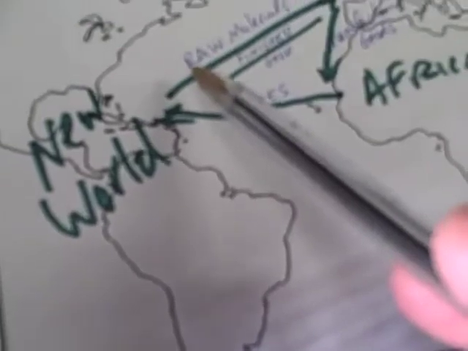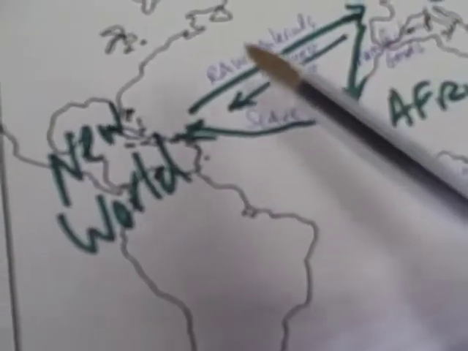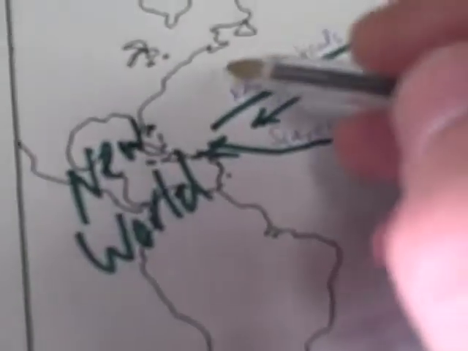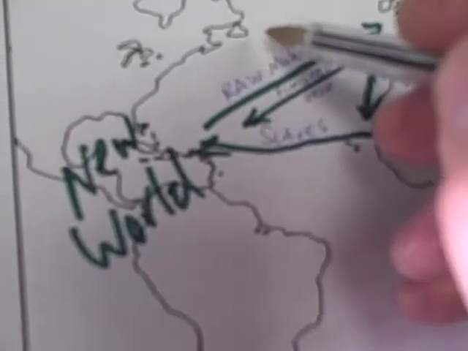From Africa, we have specifically slaves going from Africa to the New World, and from the New World we have raw materials. Now, raw materials might include things like cotton, tobacco, sugar. So if I wanted to write all those items in, that would be a good idea.